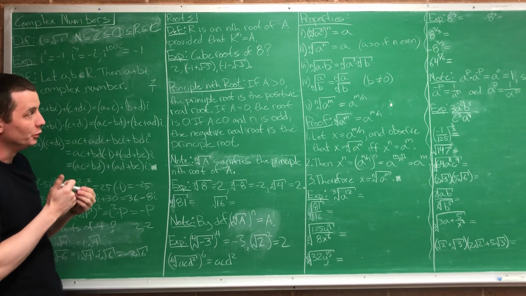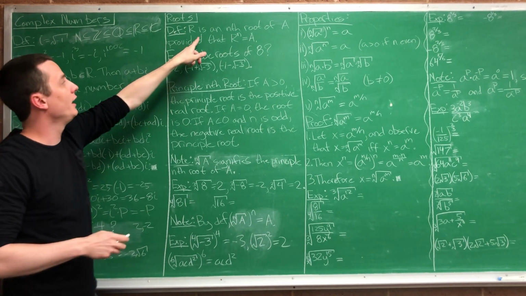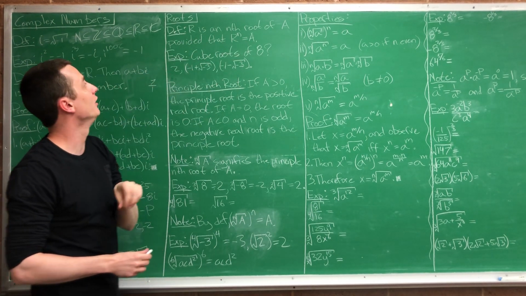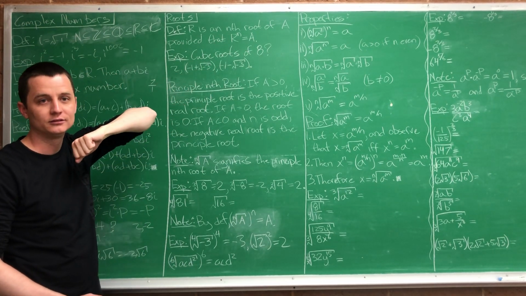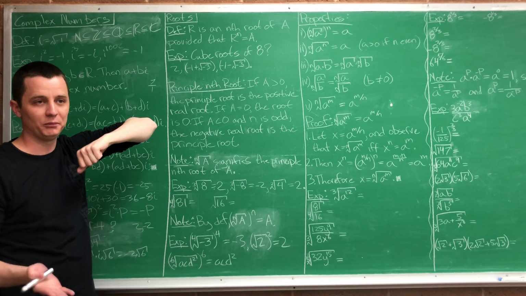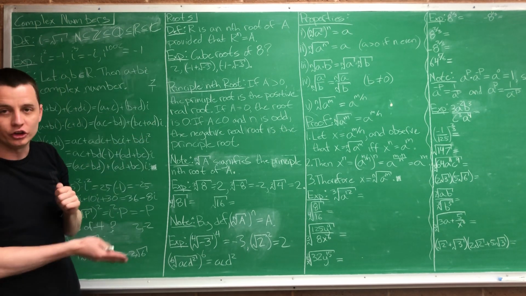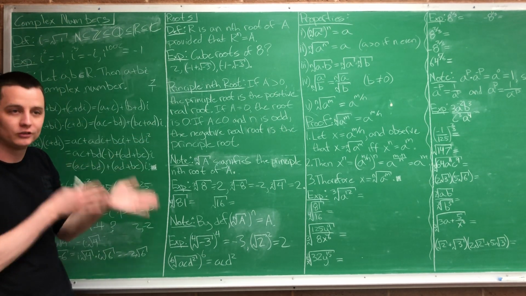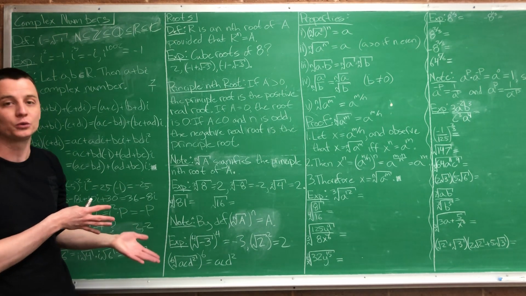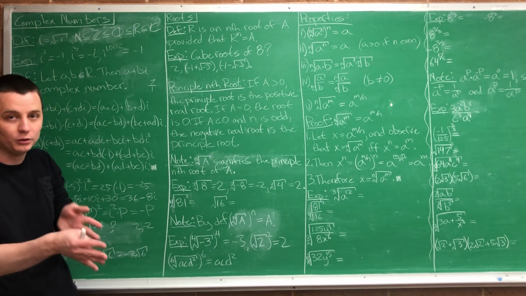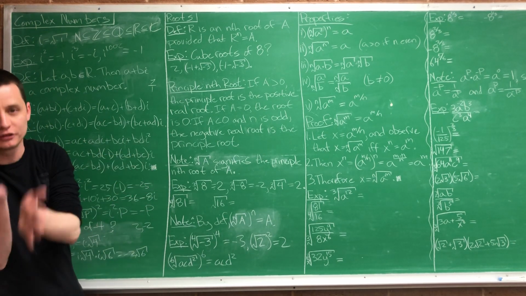So now let's talk about roots. R is an nth root of A, provided that R to the n is equal to A. That's what we mean by an nth root. Does that make perfect sense? 2 is a square root of 4, because 2 squared equals 4. 2 is a fifth root of 32, because 2 to the 5 equals 32.